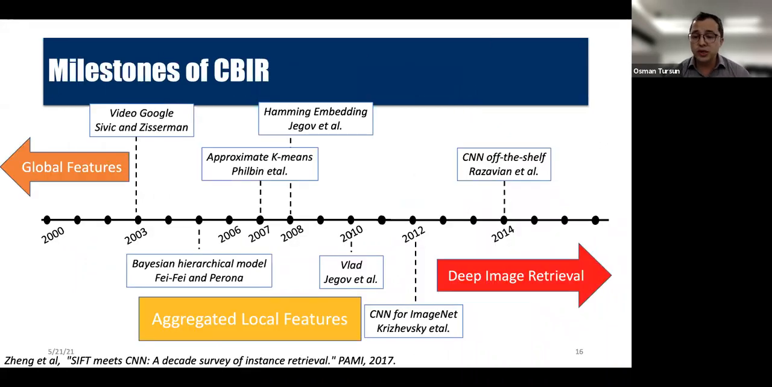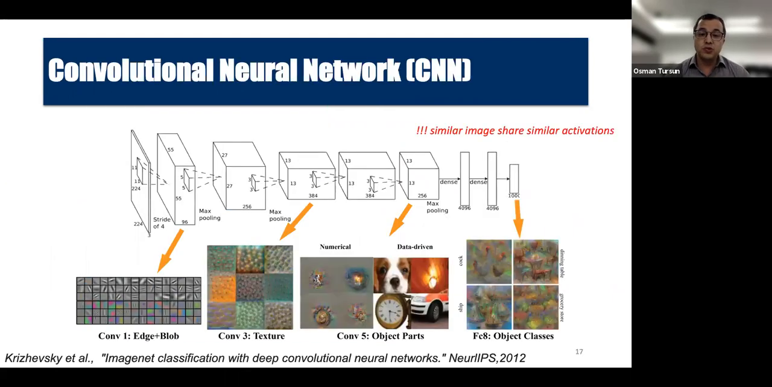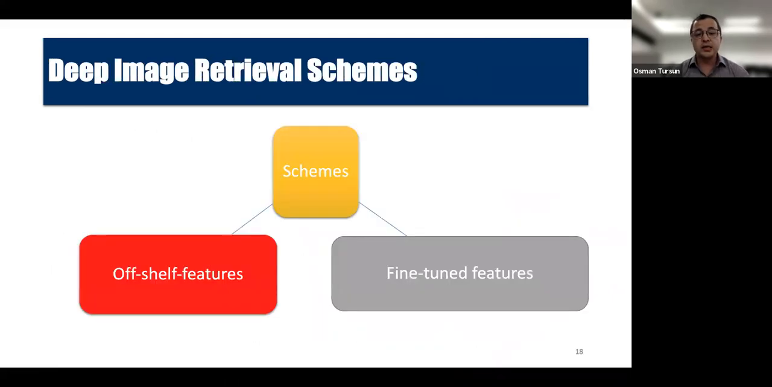And from 2014, after the success of AlexNet, deep features have been used for CBIR as deep neural networks learn general features through training on large-scale image data sets such as ImageNet. And currently there are two main schemes for deep CBIR. One is the off-the-shelf features, another is fine-tuned features.